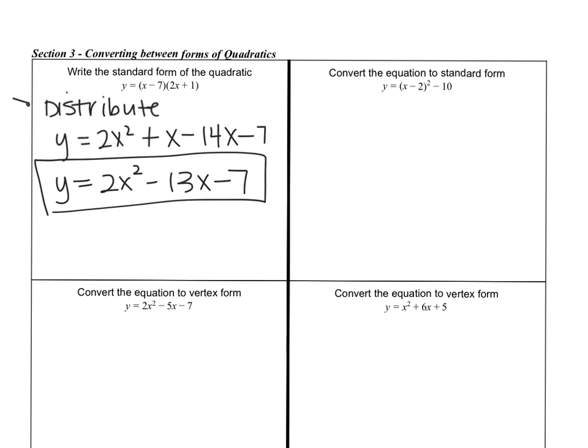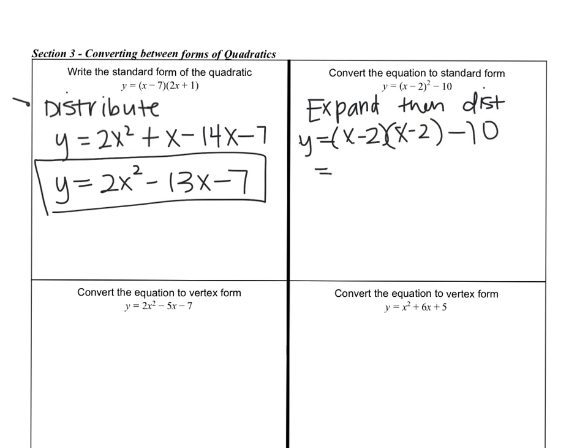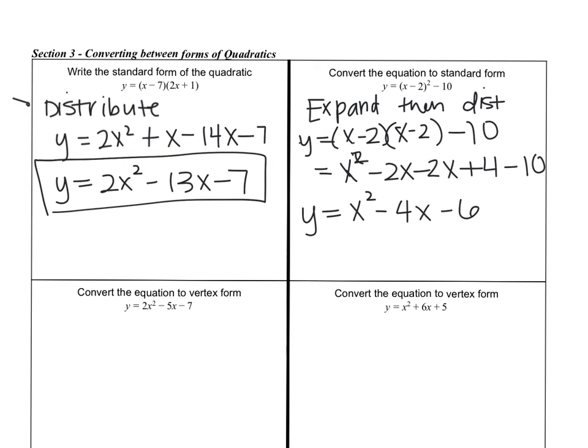Okay. Next, we're going to go from vertex form to standard form. So first we have to expand our parentheses, then we distribute. Okay. So we're going to have y equals (x minus 2) times (x minus 2), and then our minus 10. When we distribute, x times x is x squared, minus 2x, minus 2x, plus 4, and we still have our minus 10. Combining like terms, we get x squared minus 4x minus 6.